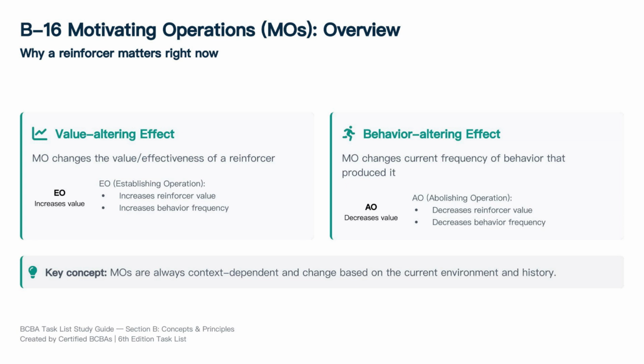Motivating operations explain why a reinforcer matters right now, and they have two effects you must keep in mind. Value altering changes the effectiveness of a reinforcer, and behavior altering changes the current frequency of behavior that historically produced it. An EO increases reinforcer value and tends to increase related behavior, while an AO decreases reinforcer value and tends to decrease related behavior. And the key concept is MOs are context dependent.